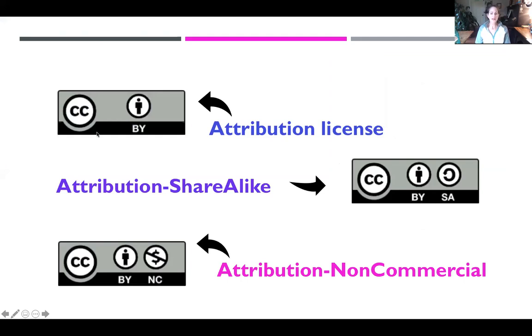So this first one here, the attribution license, it's called CC BY on the top left. That's the most common one. That just means if you want to use that person's work, you just need to give credit and write that attribution statement. This next one, attribution share alike, that means you need to give credit.